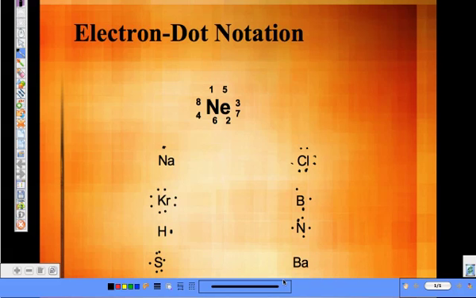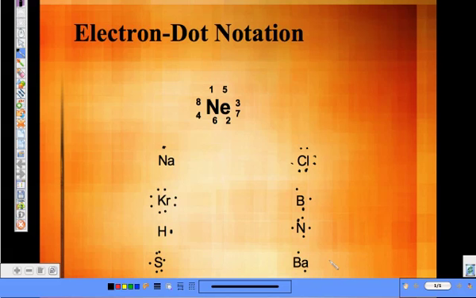And then barium. Where is barium? Right here. So what's its highest energy level? 6, and it's in 6s2. So how many valence electrons? 2. So as long as they're opposite each other, it could be left and right, top or bottom. That doesn't matter.